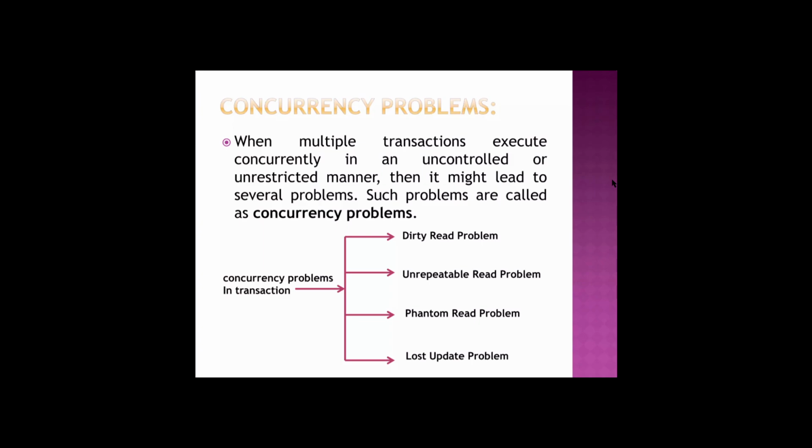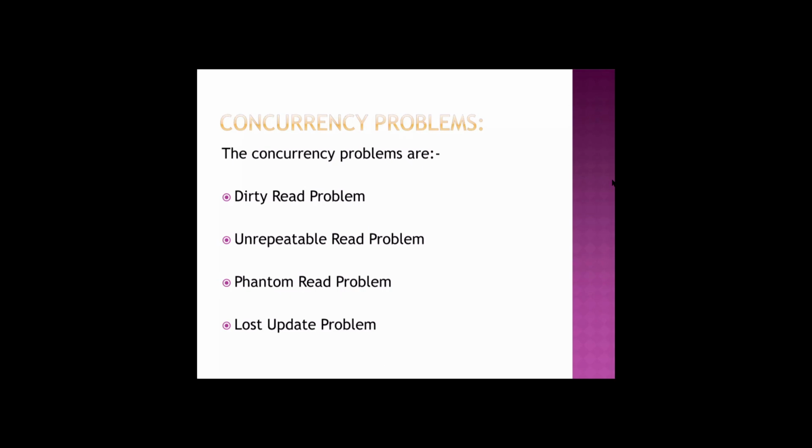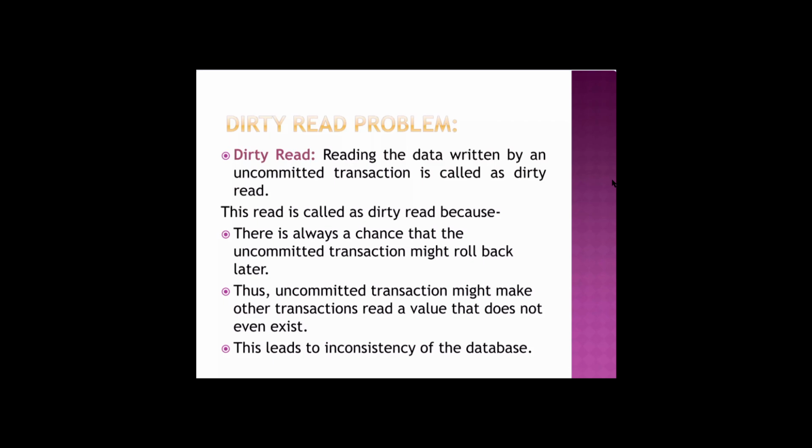And these are the problems that we are going to study. They are also known as concurrency problems. There are four major concurrency problems, and we will study each of them in detail. The first is the dirty read problem, second is the unrepeatable read problem, then the phantom read problem, and the lost update problem. Now starting with the dirty read problem.